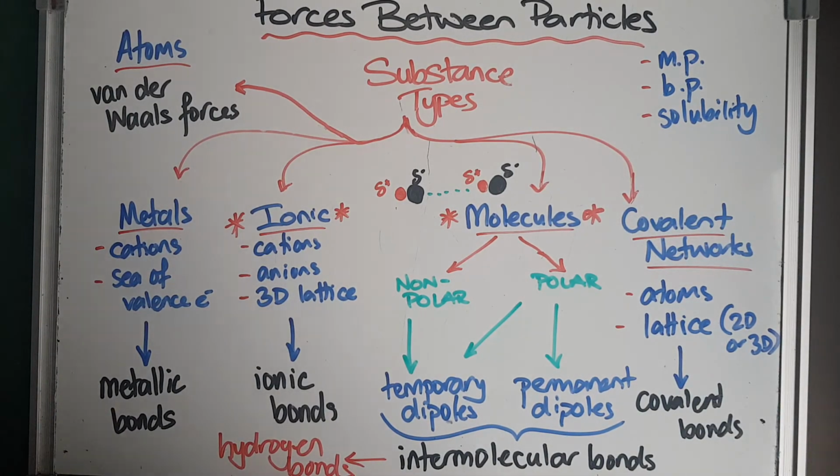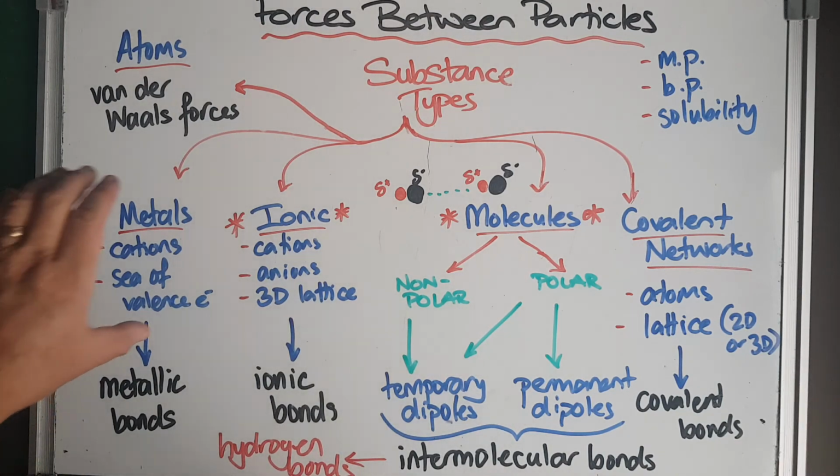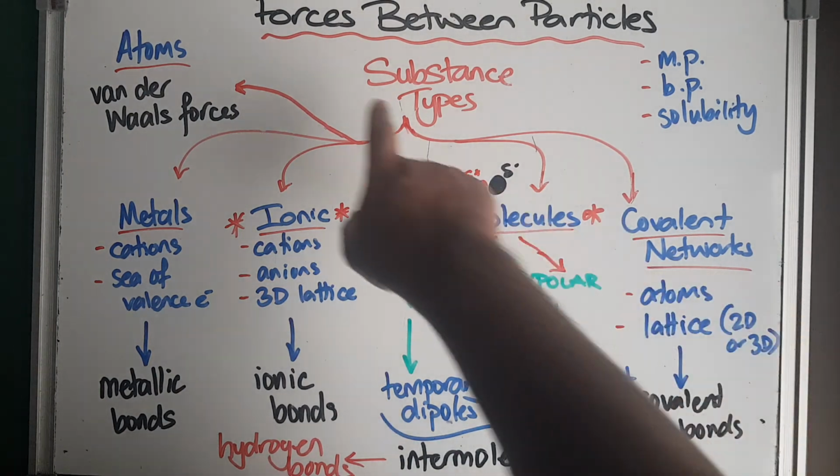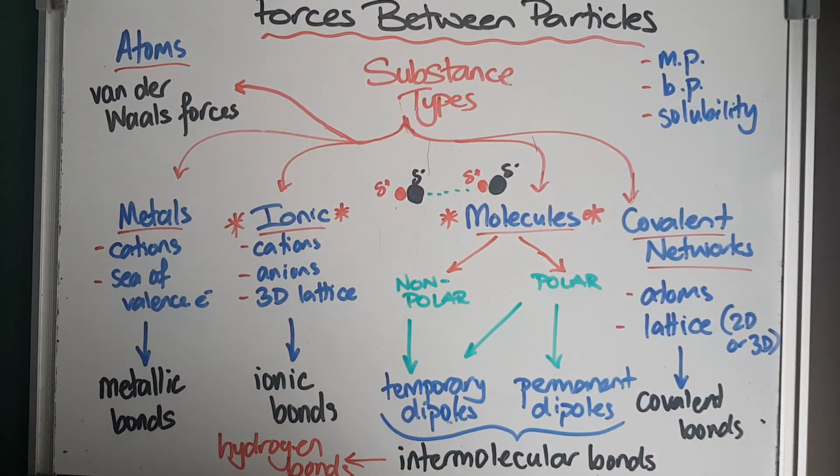So there we are. There is an overview of where the learning is going. These four are a recap of last year, but we're going to take them deeper using our knowledge of atomic structure, ionic radius, our knowledge of molecular shape and polarity, to explain some physical properties, particularly melting point, boiling point, and solubility, because they link to the strength of these forces between the particles.